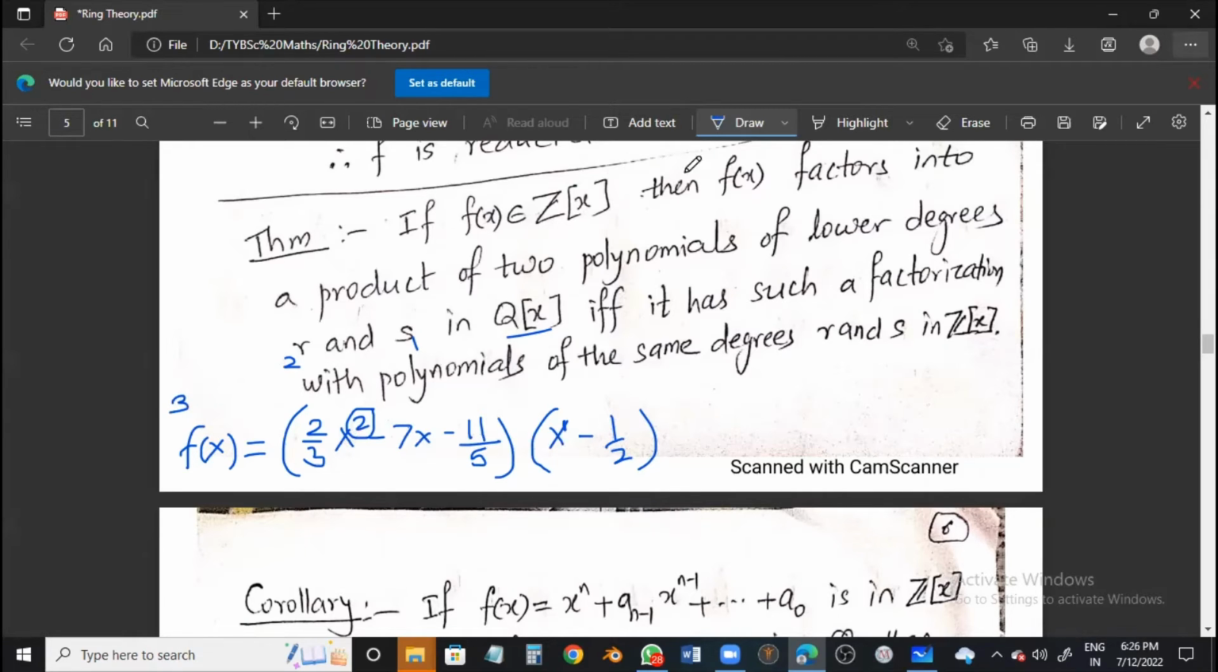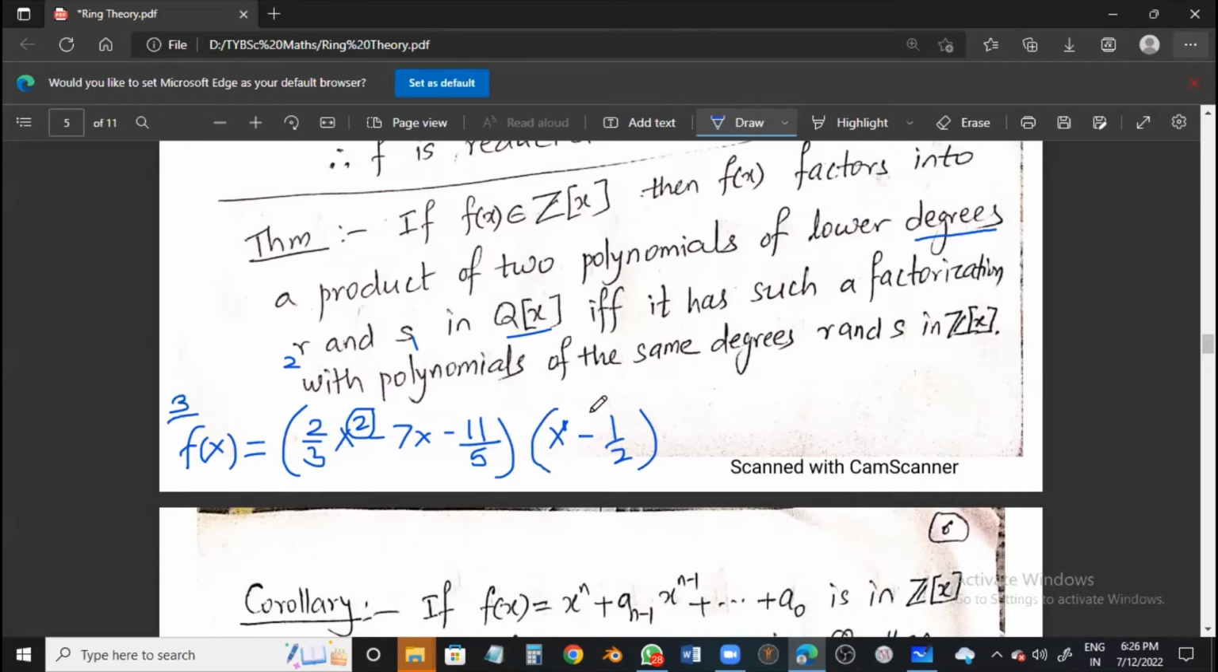What we are saying is f of x is factorized into two polynomials. Naturally, if f has degree 3, the factorization will have degrees smaller than 3. So one will be 2 and one will be 1, so that the product gives me back a polynomial of the same degree. I suppose now you followed. So R has value 2, S has value 1. What we are concentrating on is the degrees. So f of x factors into a product of two polynomials of lower degrees, R and S, in Q of x. The coefficients may be rationals. When is this possible?